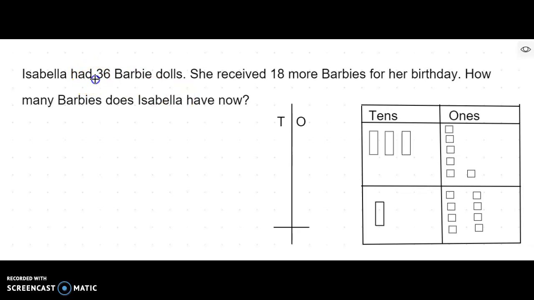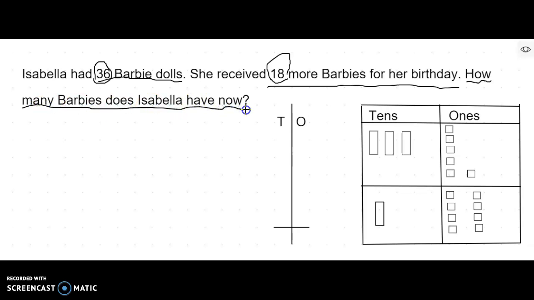Isabella had 36 Barbie dolls. She received 18 more Barbies for her birthday. Okay. And now our question, what we want to know, how many Barbies does Isabella have now? So she had 36 Barbie dolls. She received 18 more for her birthday. Now I want to know how many she has now.